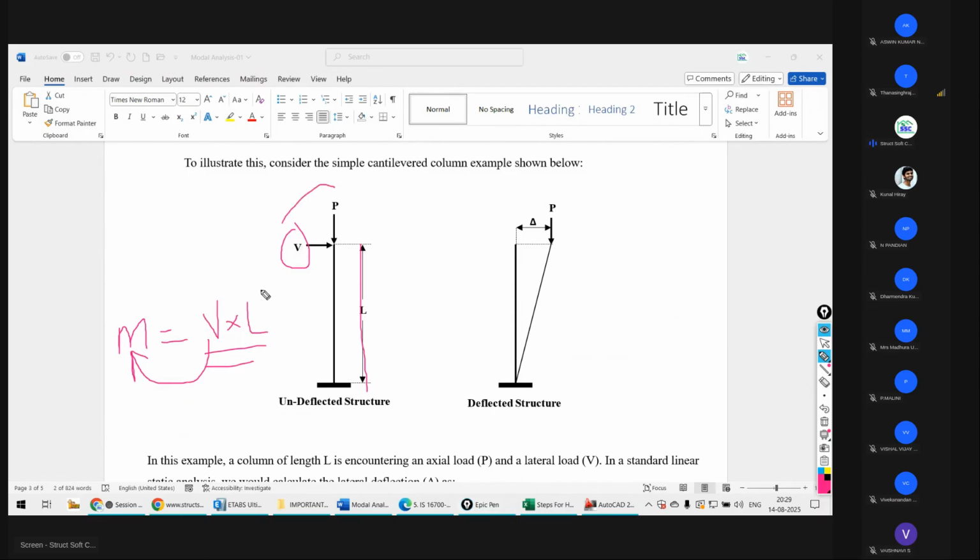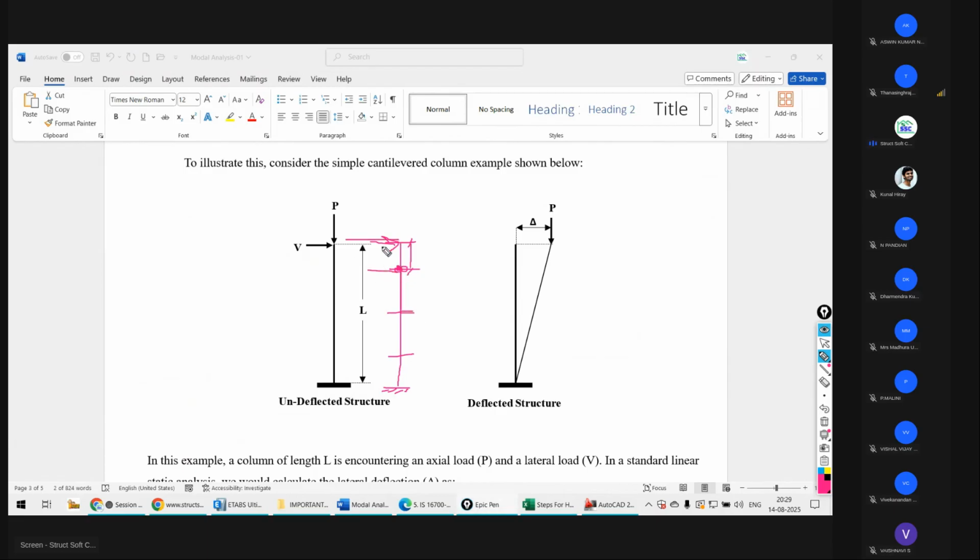This is the global effect. But if I break it floor wise, suppose this is my base level, this is the first, second, third, fourth. What stress is going to be developed at this column base due to the lateral load? We are going to design this column for this moment.